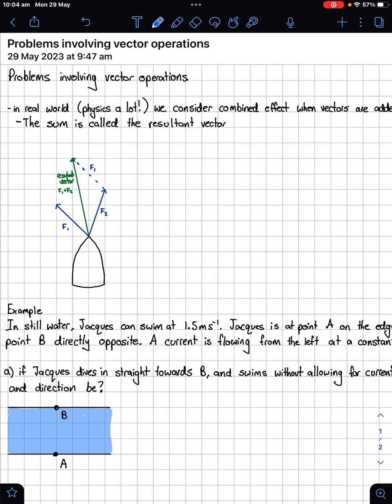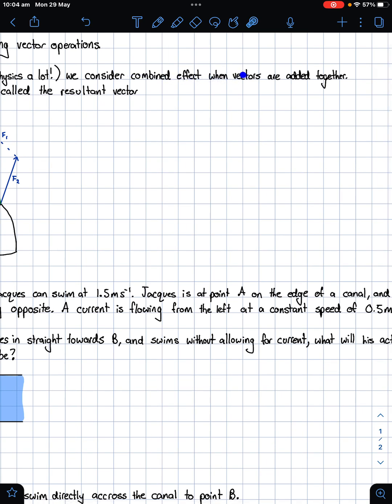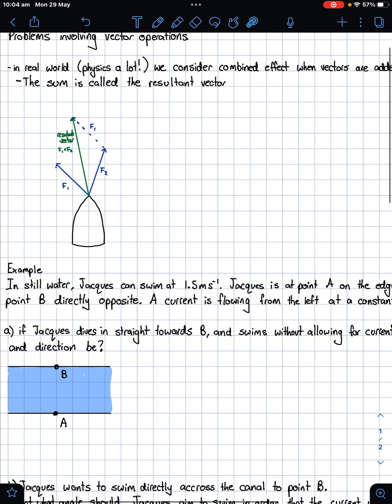So we're jumping into problems involving vector operations. These are real-world problems. In the real world, physics mainly, physics loves vectors. We'll consider the combined effect when vectors are added together. The sum is called the resultant vector.